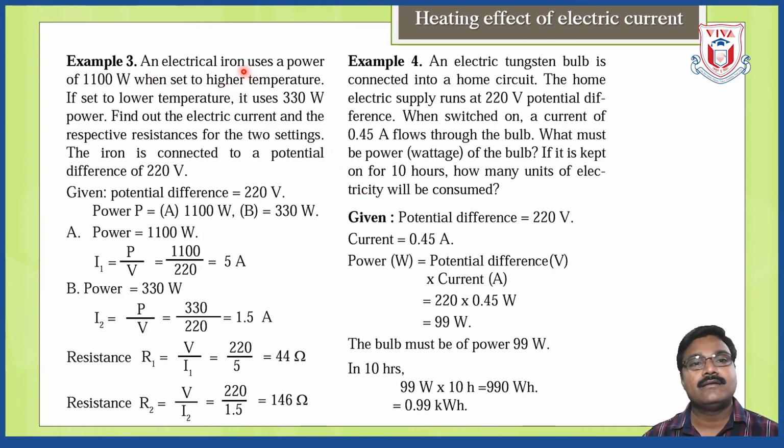An electrical iron uses a power of 1100 watt when set to higher temperature. If set to lower temperature, it uses 330 watt power. Find out the electric current and respective resistances for the two settings, the iron is connected to potential difference of 220 volt.